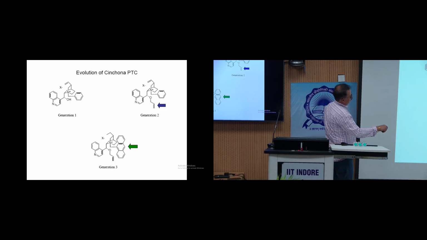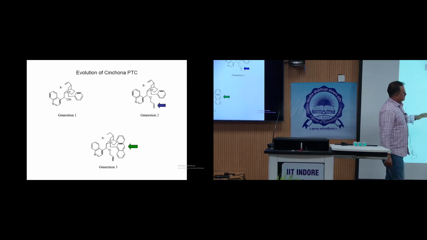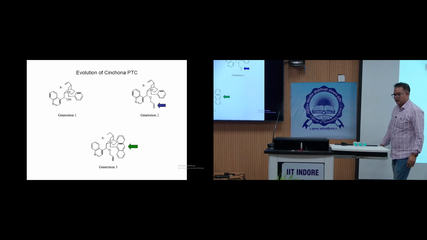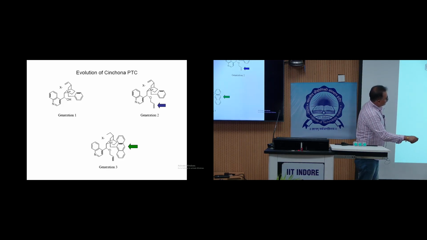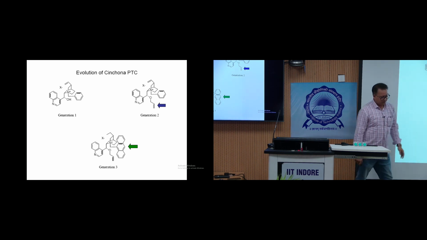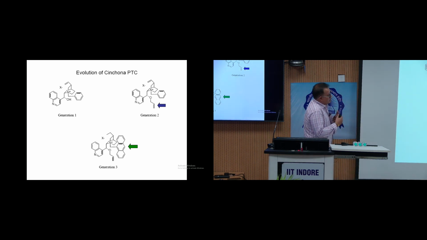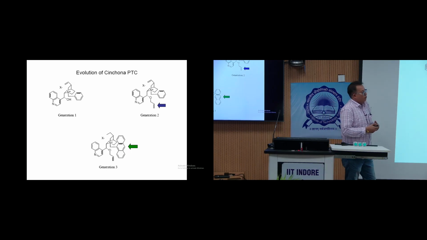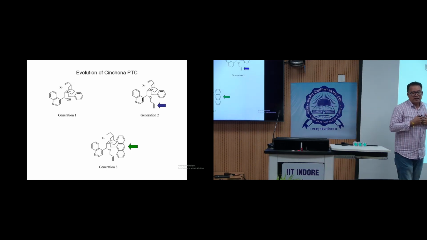is this one, which we called generation 1. And the second one, what they tried, particularly the Lygo group, they substituted this OH with an allyl bromide. So this is a simple reaction. If you treat this with sodium hydride and allyl bromide, you get this O-allyl. And this is the second generation catalyst. The only difference was the allyl group. Nothing else.